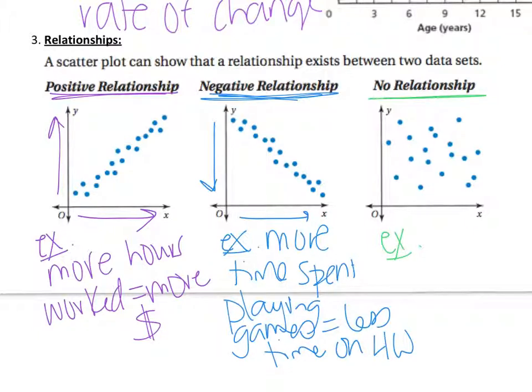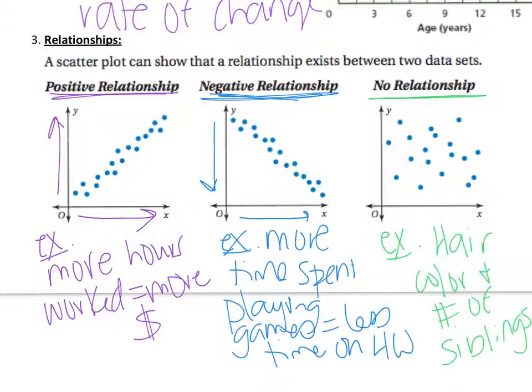There is no connection. So we'll say hair color and number of siblings. So it doesn't matter if you have brown hair. It's not going to tell you that you have two sisters. Or if you have black hair, you're going to have twin brothers. It does not matter. There's no relationship.